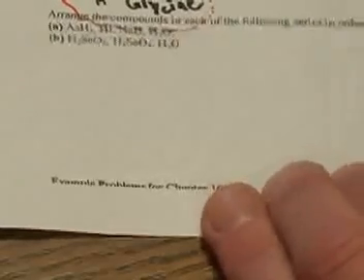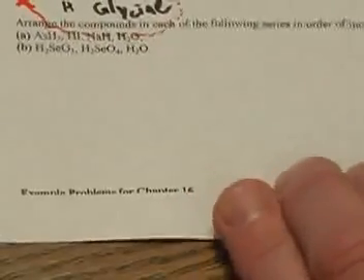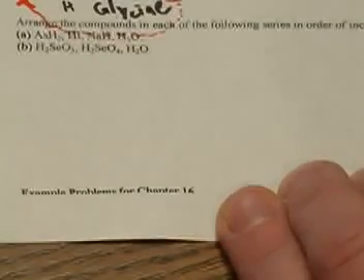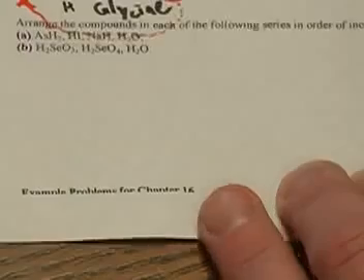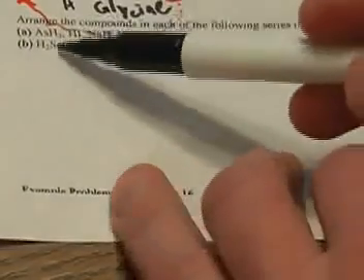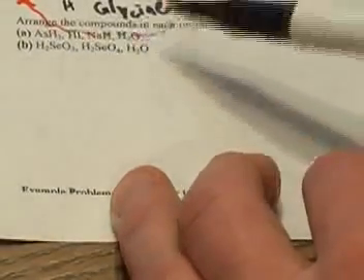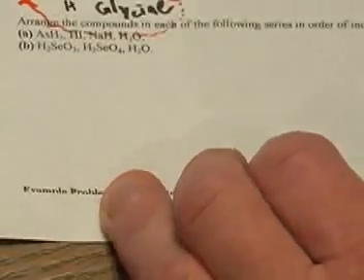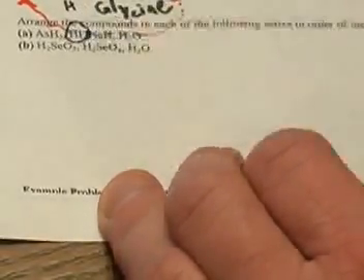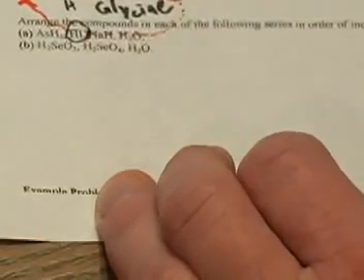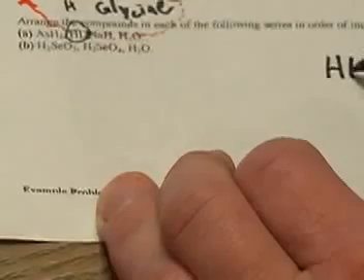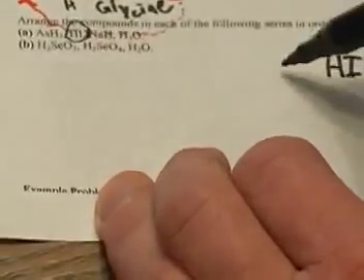So let's do a couple of problems using those things that you've learned about acid strength. Arrange the compounds in each of the following series in order of increasing acid strength. The first one is AsH3, HI, NaH, and H2O. I think it's easiest to take the ones that jump out at you right away, and HI does to me because that's a strong acid. And so I'd list that way over here on the list as the strongest acid right away.